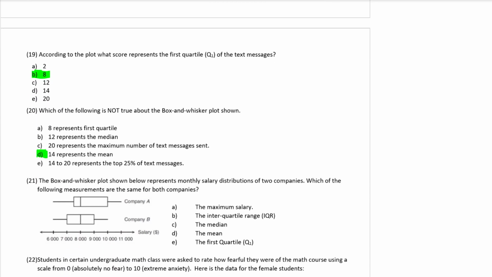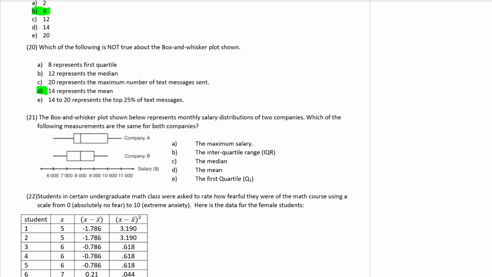Okay, so these are a nice series of questions that will help you understand the box plot. Everything you need to know in our class about the box plot is covered there. 21. The box and whisker plot shown below represents a monthly salary distribution of two companies. Which of the following measurements are the same for both companies? If you look at the picture, what is the same? It's this little line, and that line represents the median.